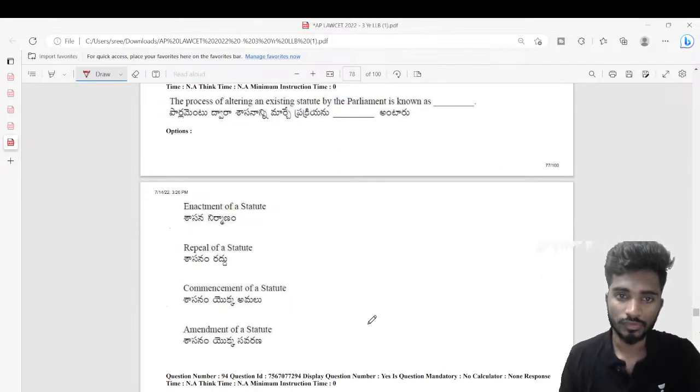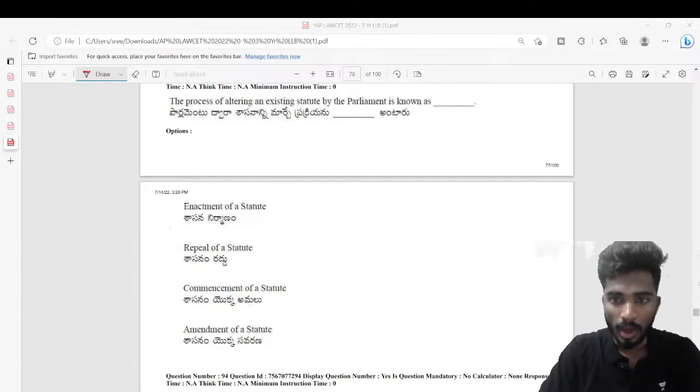The process of altering an existing statute by Parliament is known as dash.